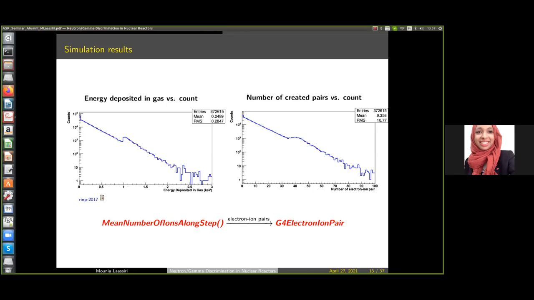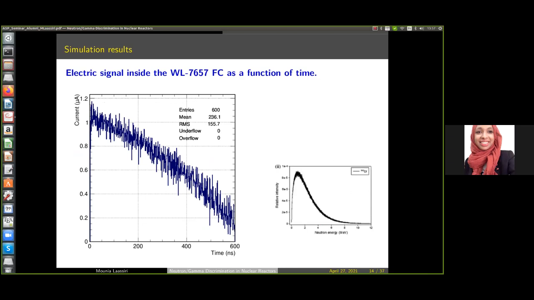As you know, the electric signal created by a particle interacting in the gas depends on its energy and thus on the number of electron-ion pairs created. So the slide here shows the electric signal generated by our chamber, WL7657, which is directly proportional to the neutron flux and can be used for fast identification and selection of radiation particles. Our electric signals show a strong agreement with the true spectrum figure on the right.